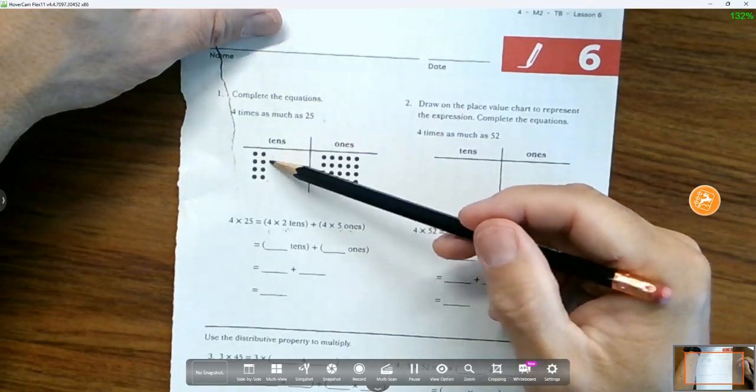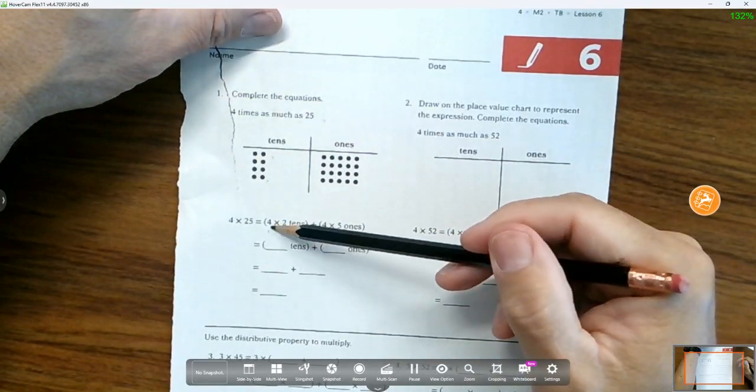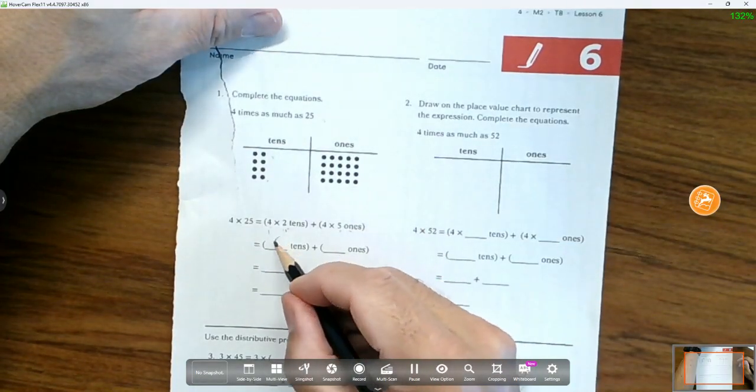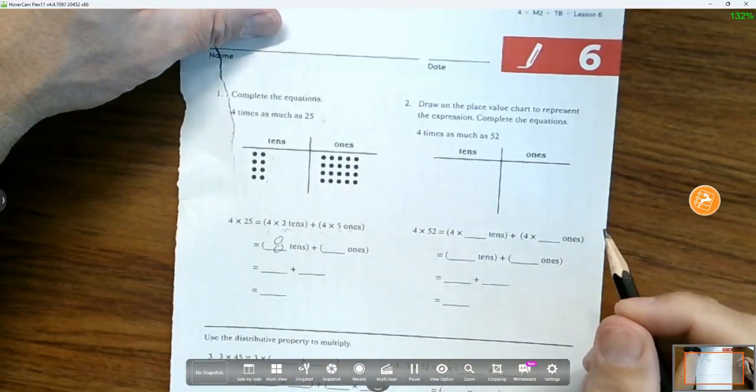So we can go back now and just look. We need to know how many 10s we have. You can do 4 times 2. You could count 2, 4, 6, 8. Either way, we're going to get 8 10s.